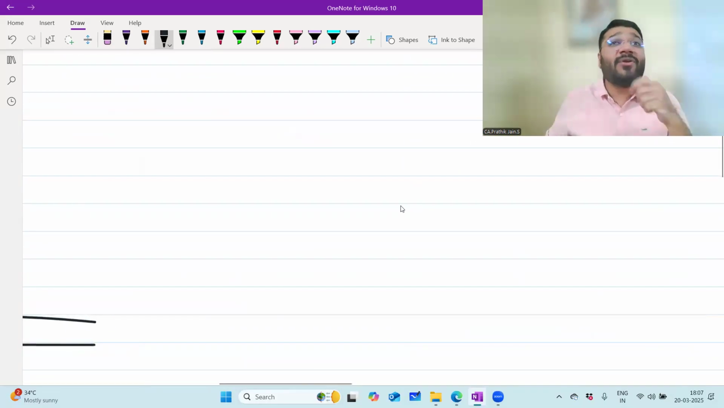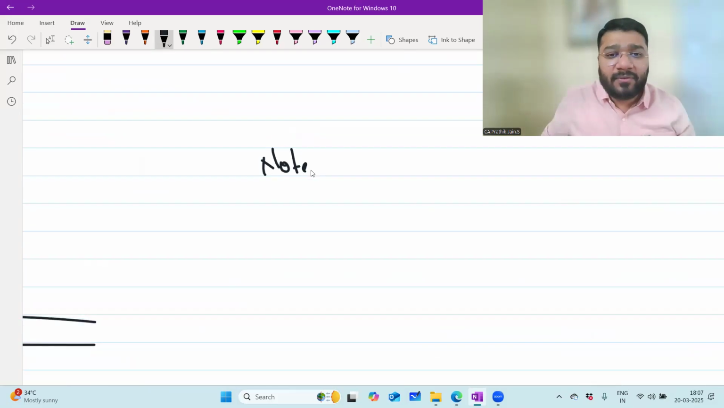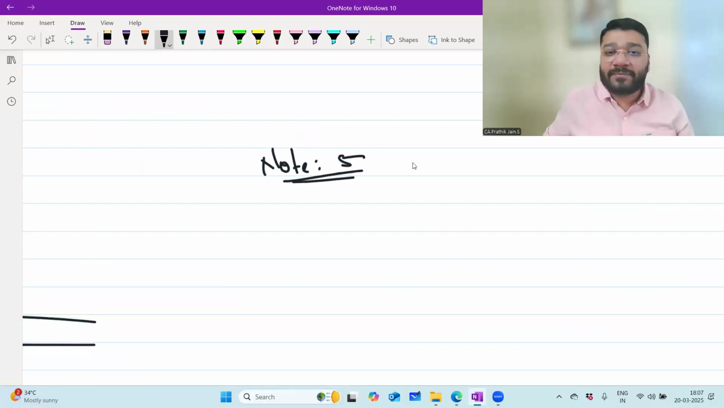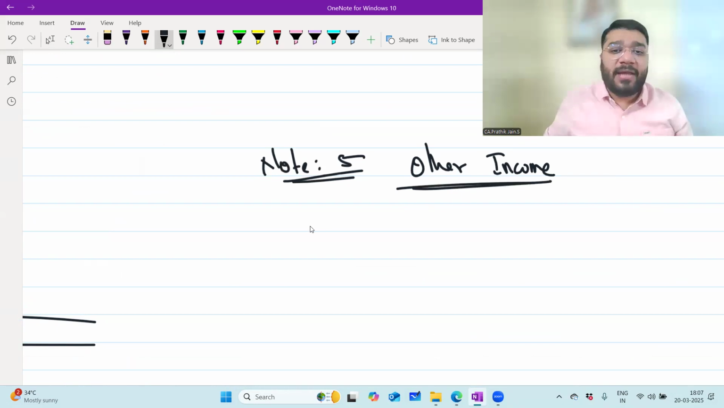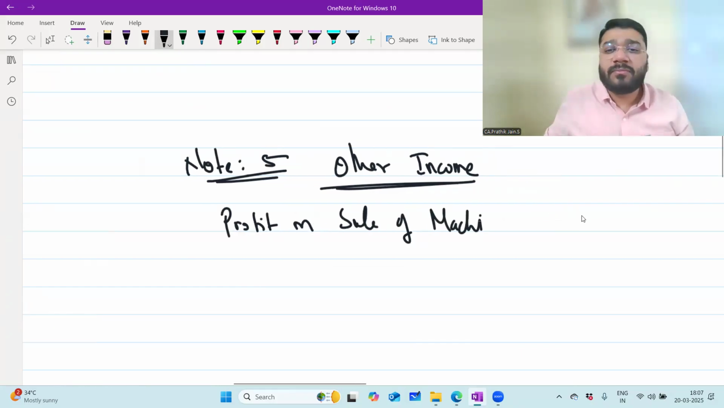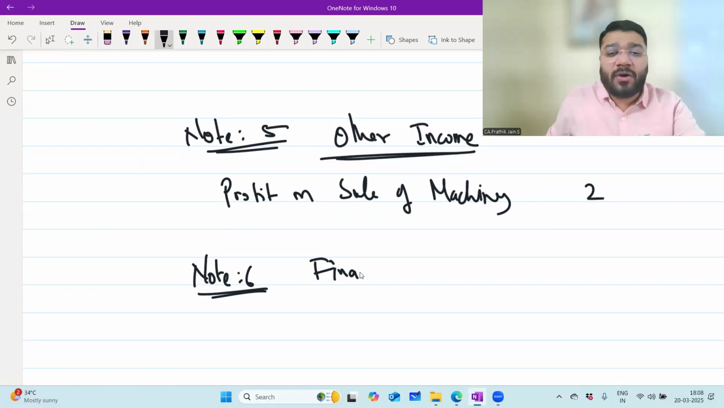Okay. Now which note are we doing first? Note 4, no? 4 or 5? Other income, what note? 5. Note 5, other income. In that, profit on sale of machinery. How much? 2 or 4? 2. Note 6. What is note 6? Finance cost.